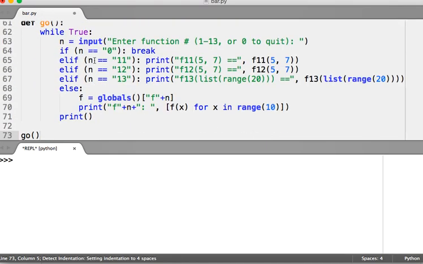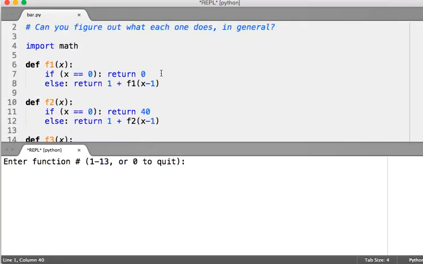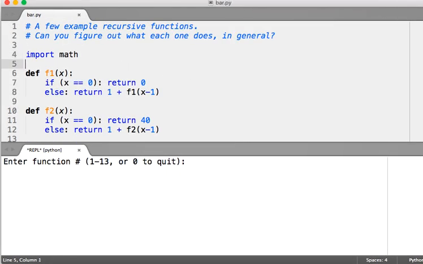And at the end, here's a function that when you run it, it calls the functions above after asking for which function you want to run. So what we're going to do here is show you the function. This first one, what's going on here?